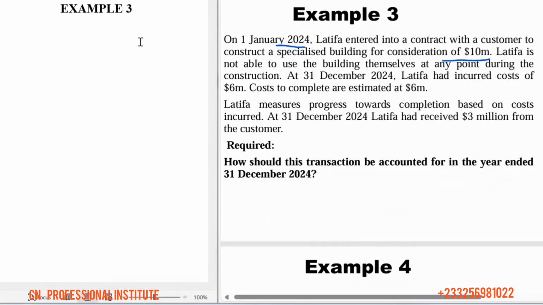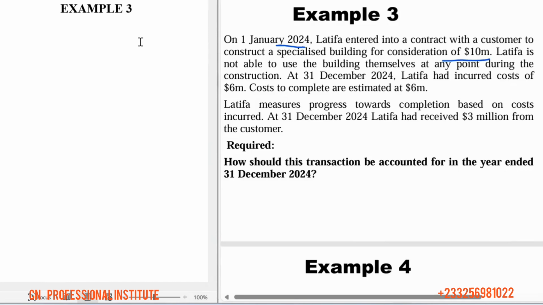Latifa is not able to use the building themselves at any point during the construction. At 31st December 2024, Latifa had incurred cost of 6 million. Costs to complete are estimated at 6 million. Latifa measures progress towards completion based on cost incurred. At 31st December 2024, Latifa had received 3 million from the customer. Required. How should the transaction be accounted for in the year ended 31st December 2024?